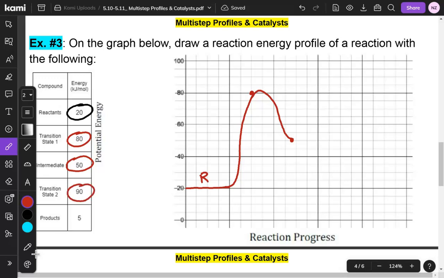Transition state 2 is at 90. So I'm going to go back up and here. And let's connect the dots. And then finally our products are at 5. So that would be 10. So 5 would be down here. And done.